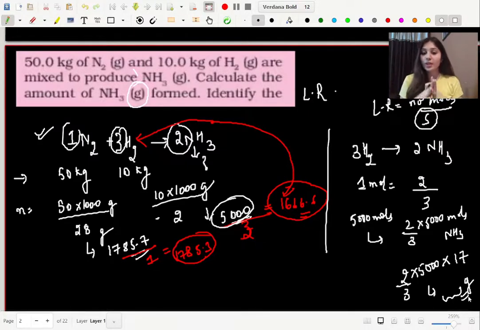So I hope we are clear with what is limiting reagent and how do we calculate limiting reagent. The most important thing, I think I'm stressing on it again, is always balance your chemical equation, only then start with the question. And if you have any further doubts, you can ask me, and stay tuned for more.